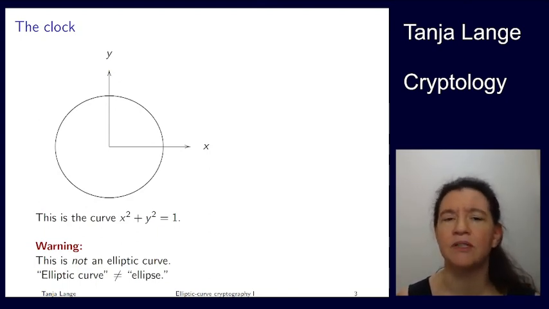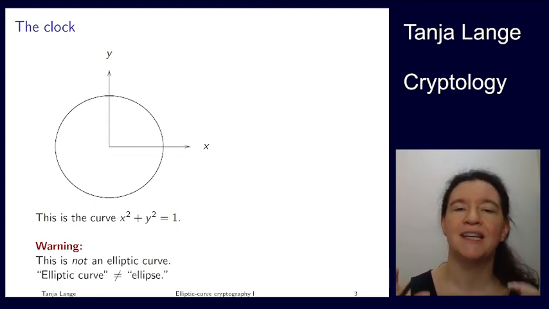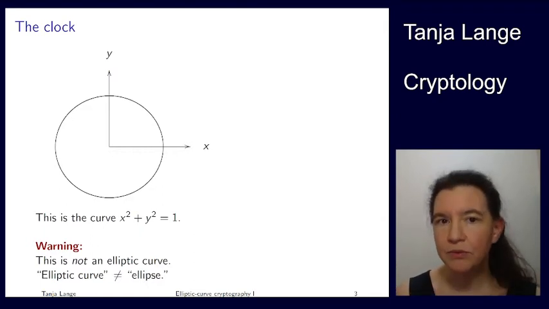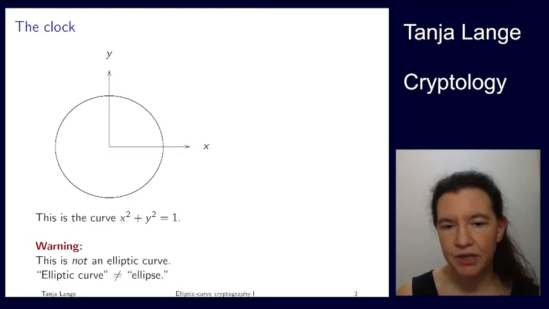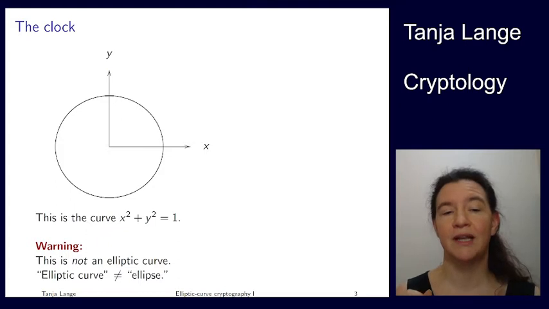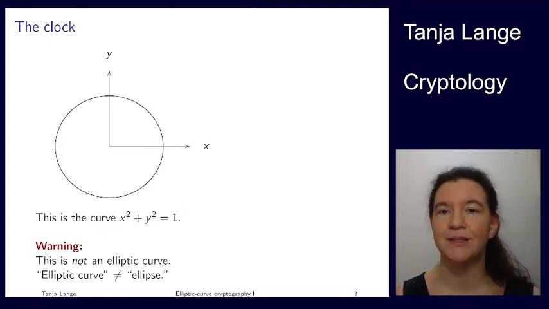Let me also point out as a warning, this is a circle. Now, circles are special ellipses, but an ellipse is not an elliptic curve. We're on the way to elliptic curves. We're not going to get there today. So don't confuse these two things. Also, it's called elliptic curve, not elliptical curve. It's not a fitness instrument. It's a secure crypto system.